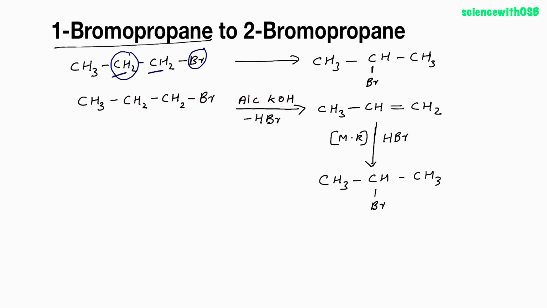The reaction is known as dehydrohalogenation. So we got the alkene. Then we add HBr, okay, and it follows Markovnikov rule. So hydrogen will move to the carbon which carries more number of hydrogens, and bromine goes to the carbon which contains lesser number of hydrogens. Okay, and we got the final answer, that is 2 bromopropane.